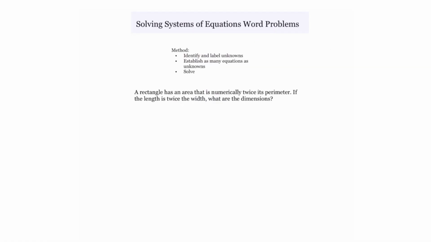Moving on to the next problem, we have a rectangle that has an area that is numerically twice its perimeter. If the length is twice the width, what are the dimensions? Again, the dimensions are the unknowns, right? So we have L, which is the length of the rectangle, and W, which is the width of the rectangle. We don't have the units in the problem, so we can leave it like this.